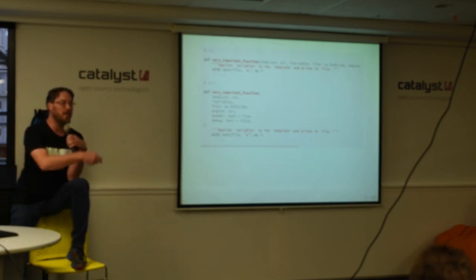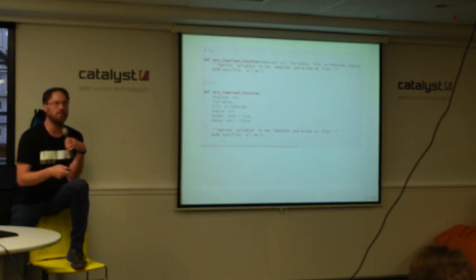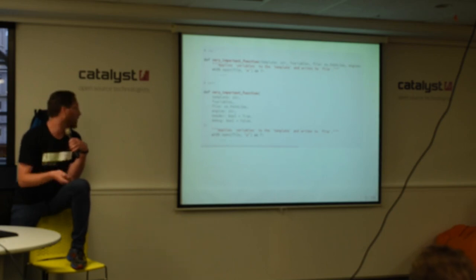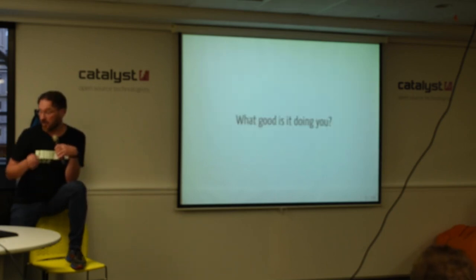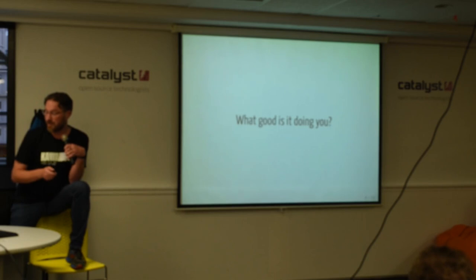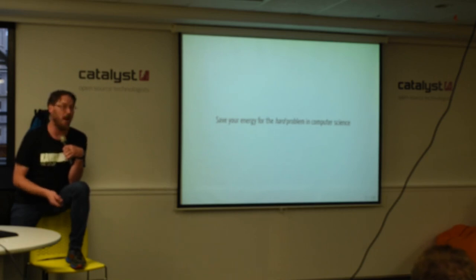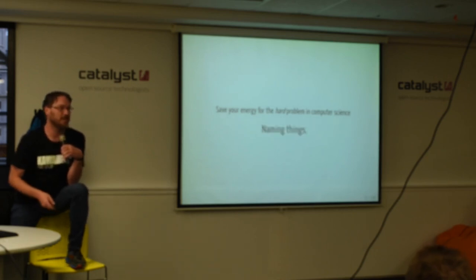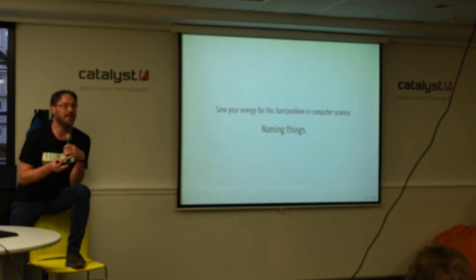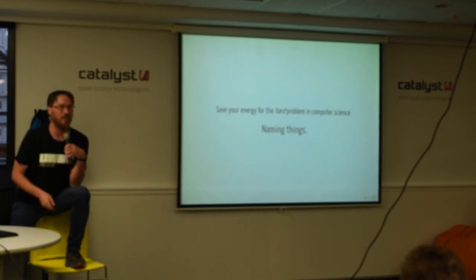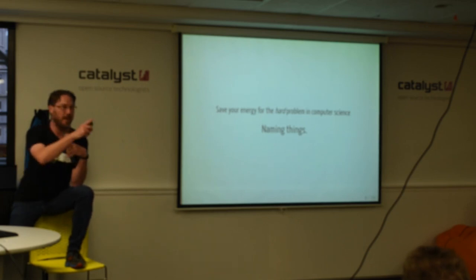So it's not necessary that you have to agree with every decision that Black does. I like most of the way it formats code, but not necessarily all of it. But the good that it's doing you is that it's taking the cognitive load of formatting out of your job. So you can save your energy for the hard problem in computer science, which is naming things, right? You take all the energy that you spent formatting code and just name your variables better, you'd be a whole lot better off. I'm really grateful to be going after Tim because this is a code quality talk.